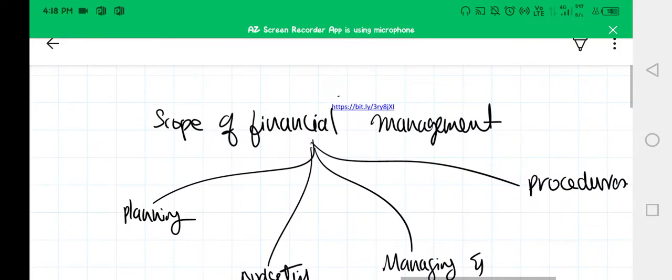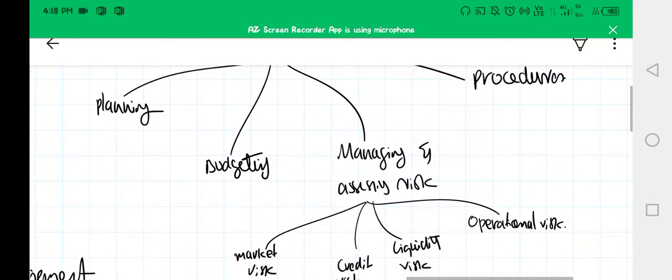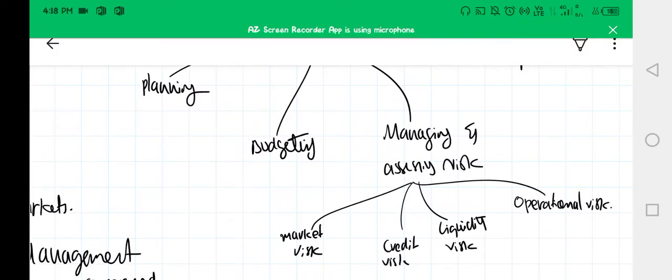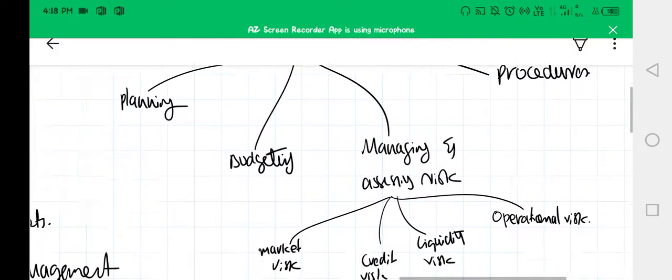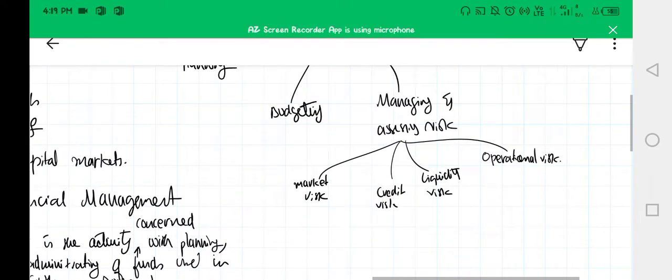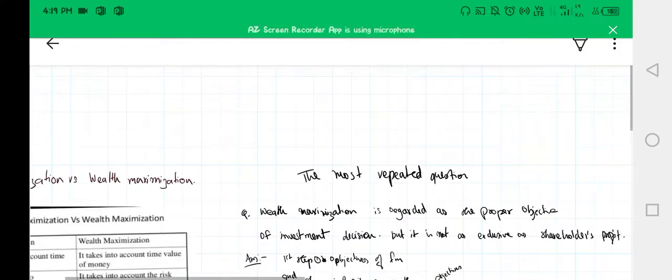This is the last point: scope of financial management: planning, budgeting, assessing risk and procedures, managing risk. There are market risk, credit risk, liquidity risk and operational risk. So that's it for unit 1, very simple.